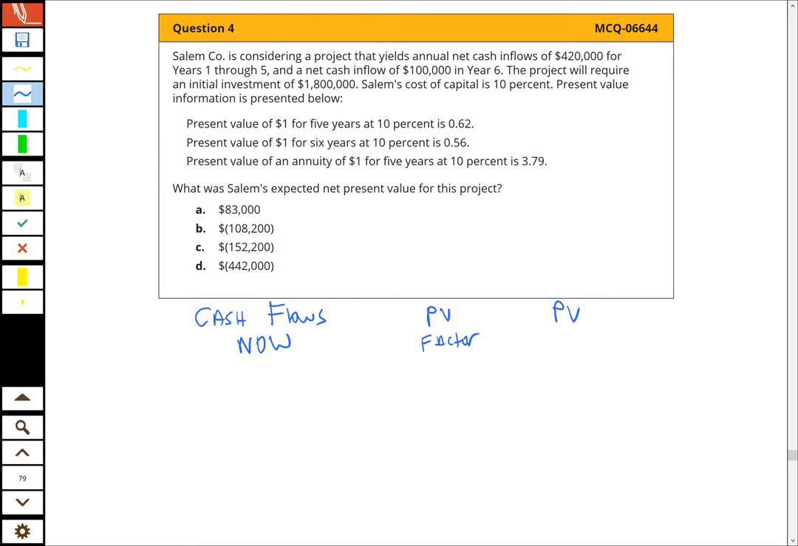Okay, so you look and they say Salem is considering a project that yields an annual net cash inflow of 420,000. When I look at that, I say, well, okay, that's going to be 420,000. And they tell me that it is a cash inflow annual for years 1 through 5. So I take that, I know I have to multiply it by a factor, and now I've got to pick up the right factor. And that's an annuity, isn't it? If we're going to have an amount that's going to come in per year for years 1 through 5, so I pick up that present value of the annuity factor. I know I've got to get that in there.